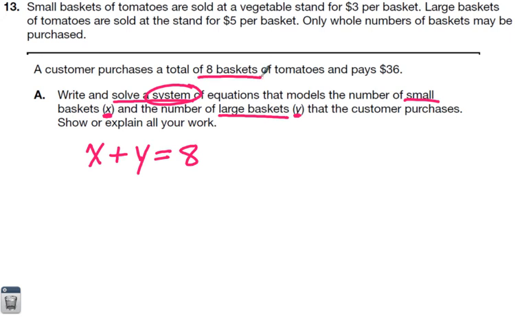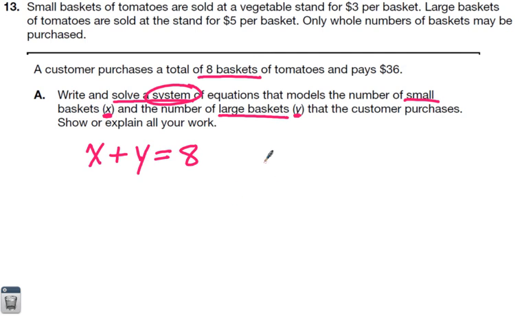It was very important to realize that there was a total of 8 baskets. And so when you do the number of small baskets plus the number of large baskets, whatever they might be, they're unknown right now, that's why we're using variables. So whatever the number of small baskets is plus whatever the number of large baskets is, it's going to equal 8. Okay, so that's the first equation.